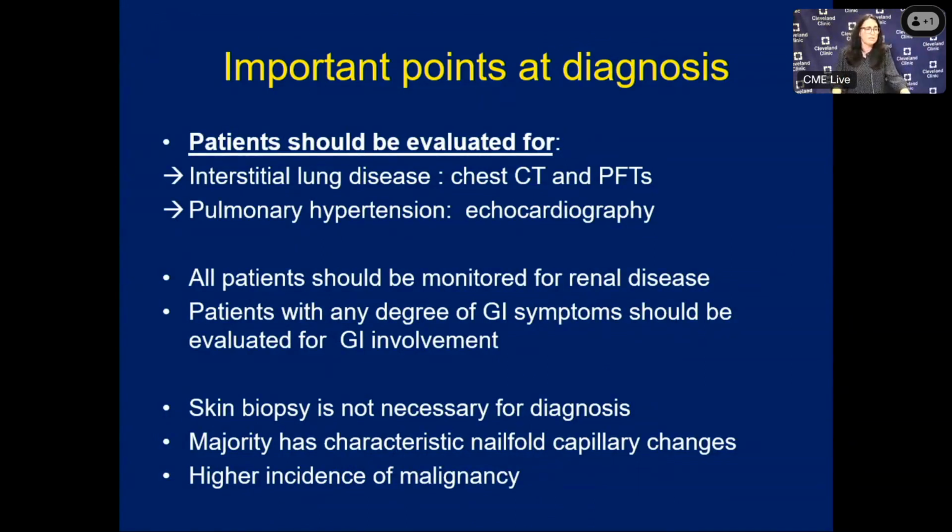So very important points at the diagnosis. Once scleroderma is suspected, this patient should be evaluated for the presence of interstitial lung disease and pulmonary hypertension. And that can be done with an echocardiogram and lung CT and pulmonary function test. All patients should be monitored for renal disease, and patients with any degree of gastrointestinal symptoms should be evaluated for GI involvement. Skin biopsy is not necessary for the diagnosis when it's typical, and the majority of patients have characteristic nail-fold capillary changes that can be seen in the office. And remember that scleroderma has a higher incidence of malignancy. Sometimes it can be a paraneoplastic disease.